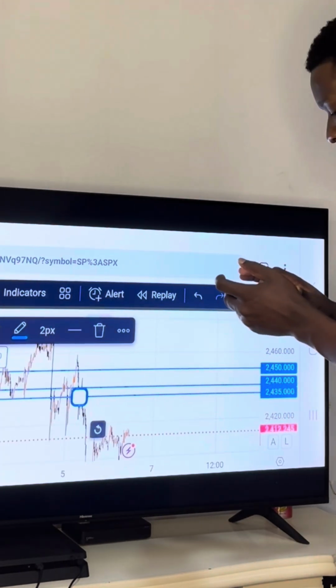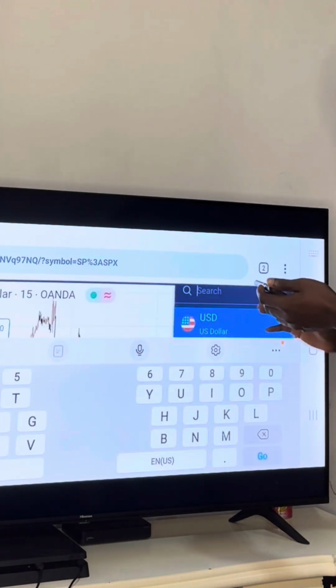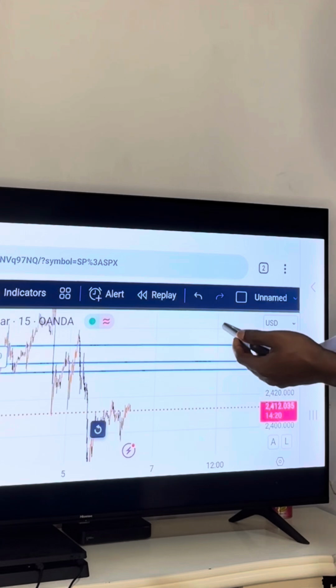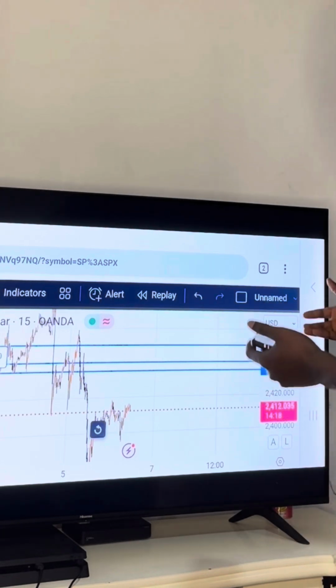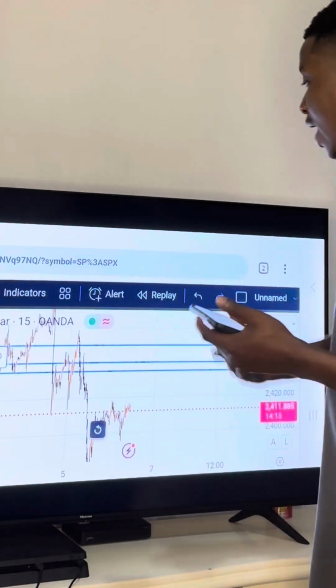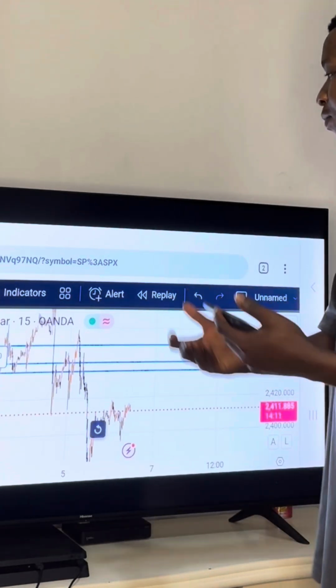Now, these are three psychological zones we already marked out, and these are zones that you look at in gold while trading. They are very, very important.